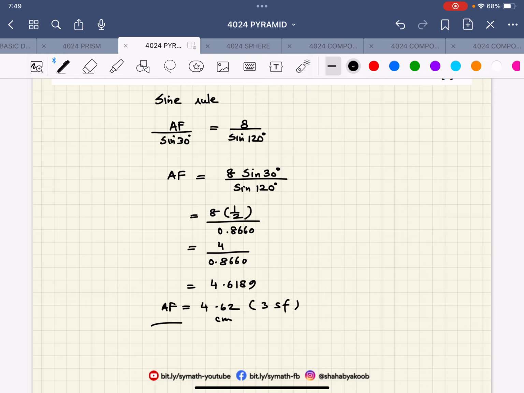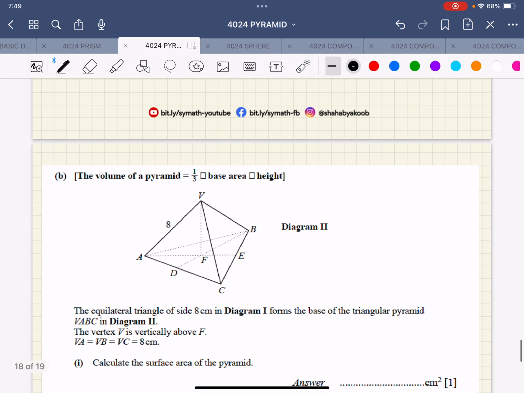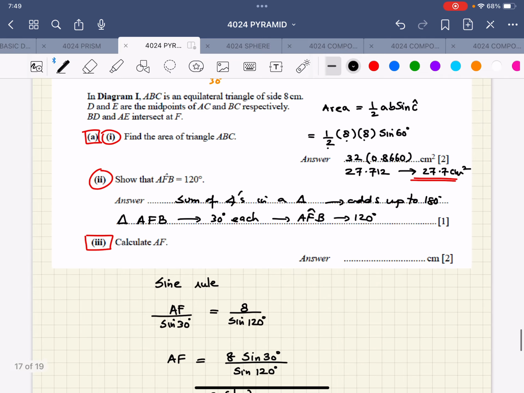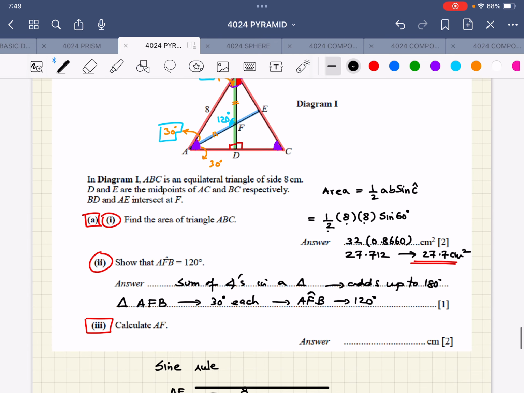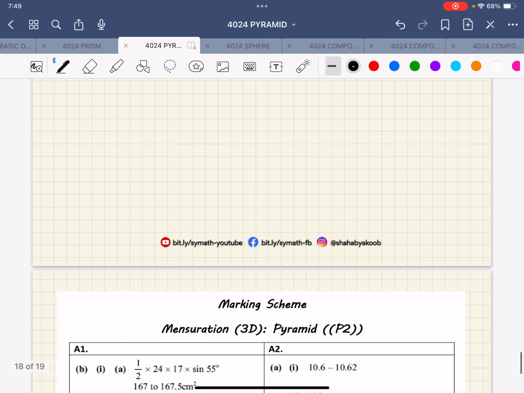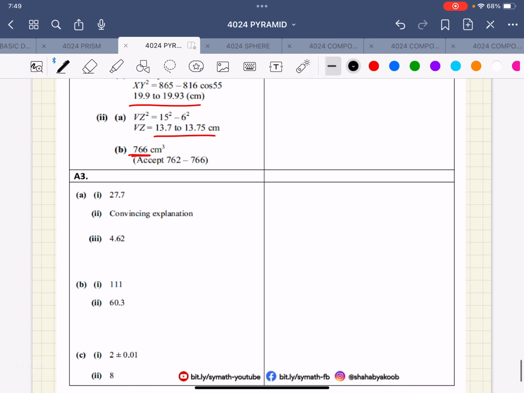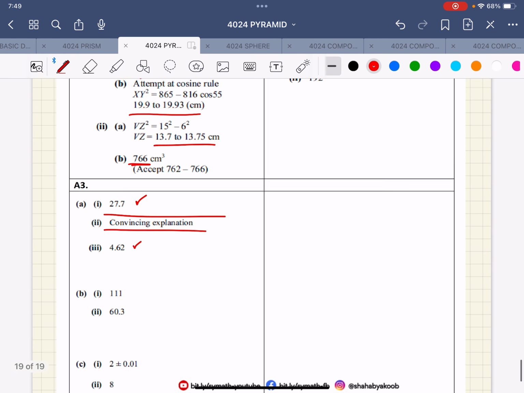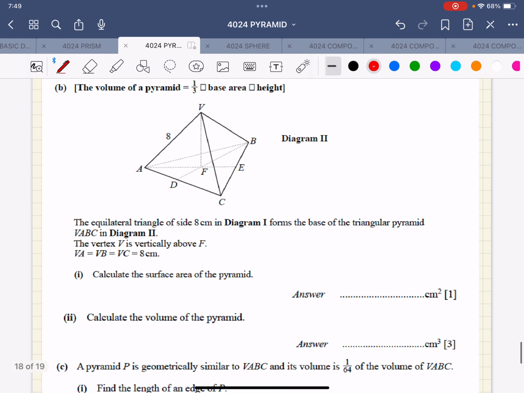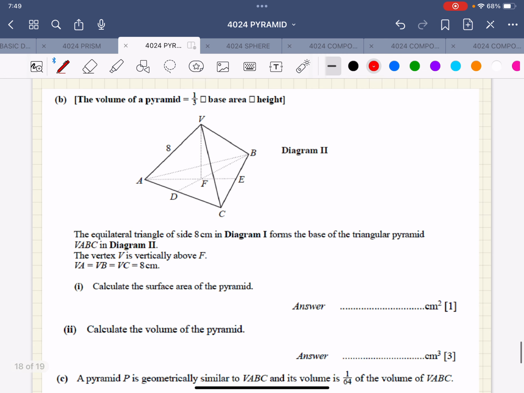That is AF. Now let's double check whatever we have done so far. We have calculated AF and we have calculated area, 27.7 and 4.62. So this is 27.7 and 4.62, and this is convincing explanation which we already did. Now let's focus on this. Again, we have the area formula. The volume of pyramid is 1/3 base area multiplied with height. This is for multiplication. It's not crossing it out.